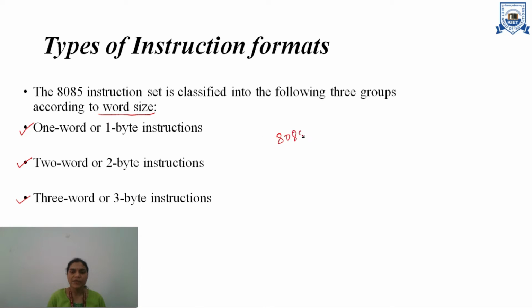The 8085 microprocessor has an 8-bit word size. So word size is equal to byte size. So we can say that word and byte are equal. So we can refer to 1-word or 1-byte, 2-word or 2-byte, 3-word or 3-byte instruction formats. Now we will see each instruction format one by one.